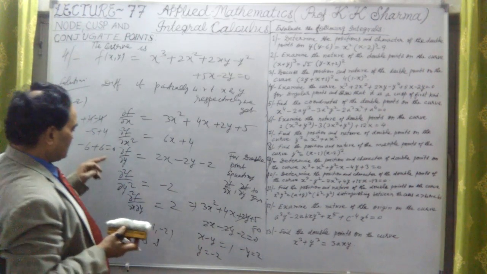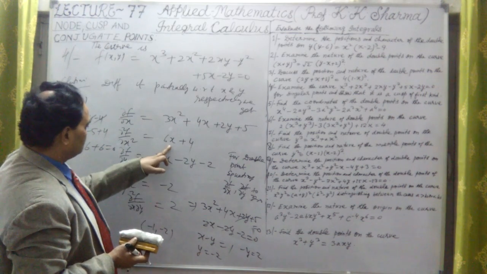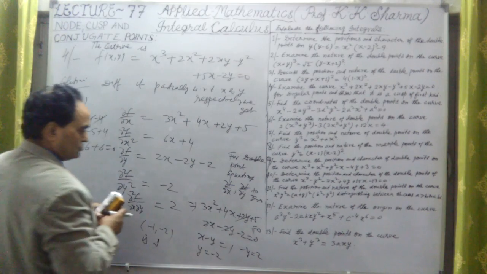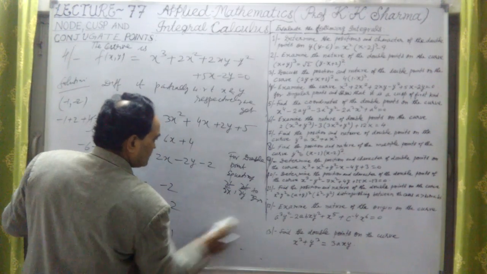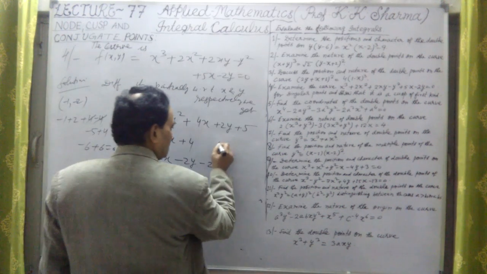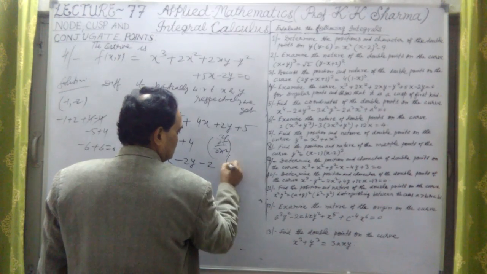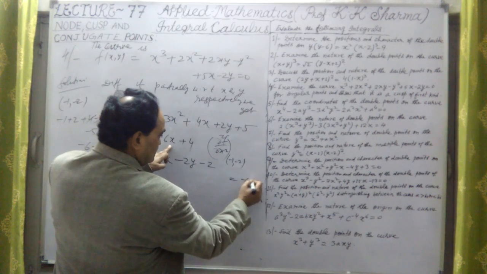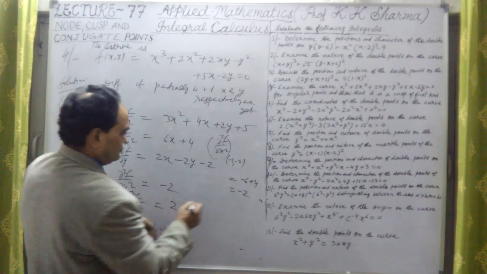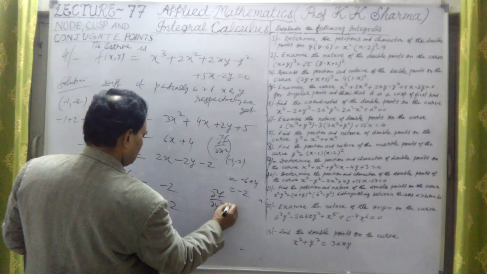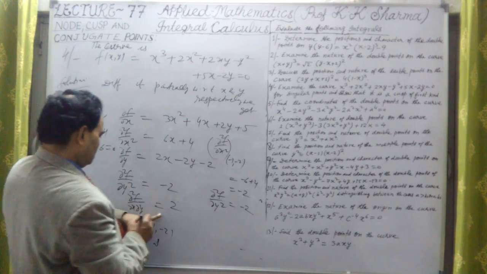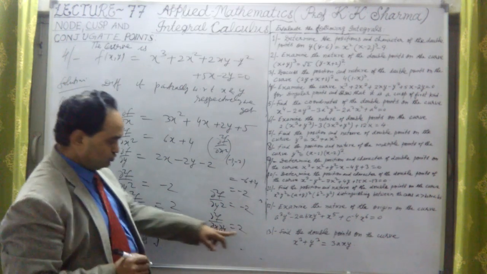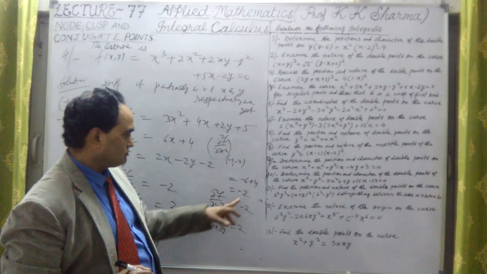Now at this double point, put the values into these two equations. Let me check that. Del square f1 del y square is minus 2. This is del square f1 del x square, so x is minus 1: minus 6 plus 4, minus 2. So the value of del square f1 del x square at the point minus 1, minus 2 is 6 into minus 1, which is minus 6, plus 4, equal to minus 2. Del square f1 del y square is minus 2 already. Del square f1 del x del y is equal to plus 2. 2 square is 4. Multiplying these two is also 4.